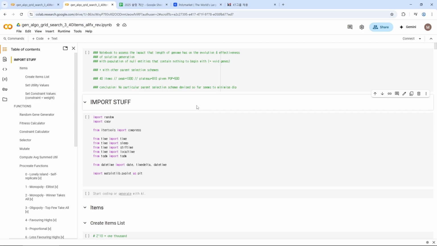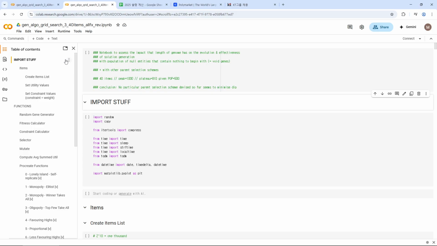Today I'll be covering the notebook titled Genetic Algorithm Grid Search 340 Items All FX Rev, as in the revised version, where I used the metric, which is the average of the top 10%, 20% entities in terms of their summed utility values. I also collect the top entity, which I call the head, and the data about the bottom entities, which I call the tails.